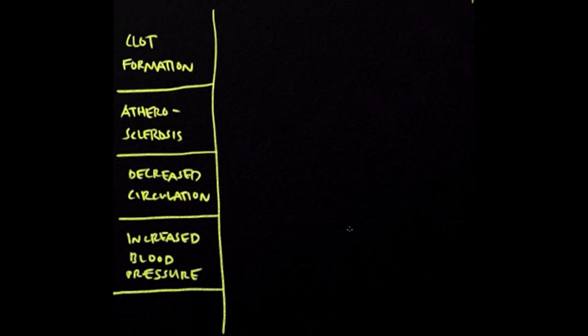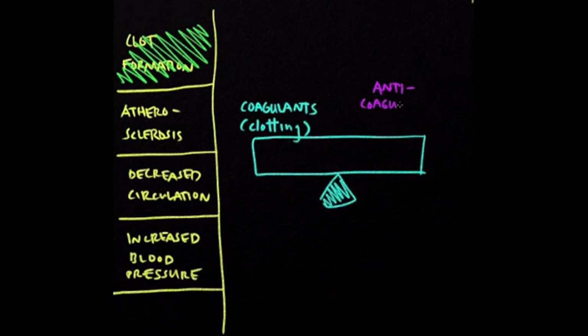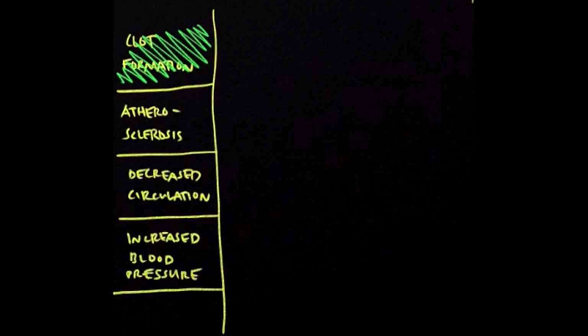Let's start with the crucial topic in the pathophysiology of ischemic stroke. What exactly are the conditions in the body that lead to the formation of thrombi? You see, blood in the body is a constant balance between coagulating factors as well as anticoagulating factors, which are proteins that keep the blood thin. When the balance is tipped in the favor of the coagulants, the blood is considered hypercoagulable, and the risk of clot formation and subsequently ischemic stroke increases.